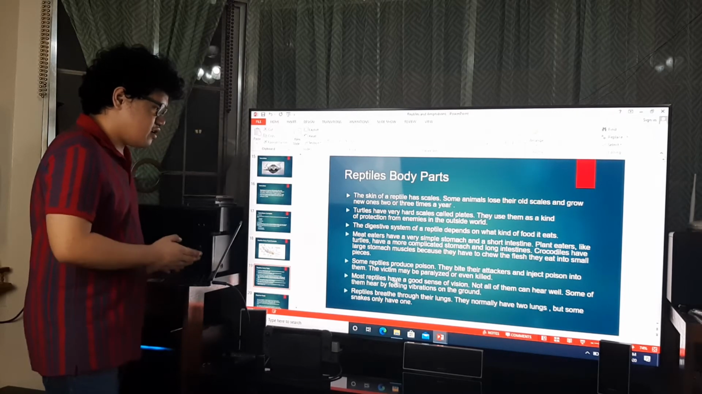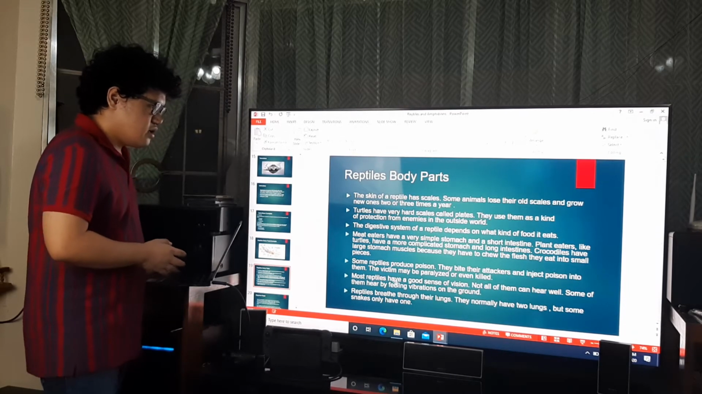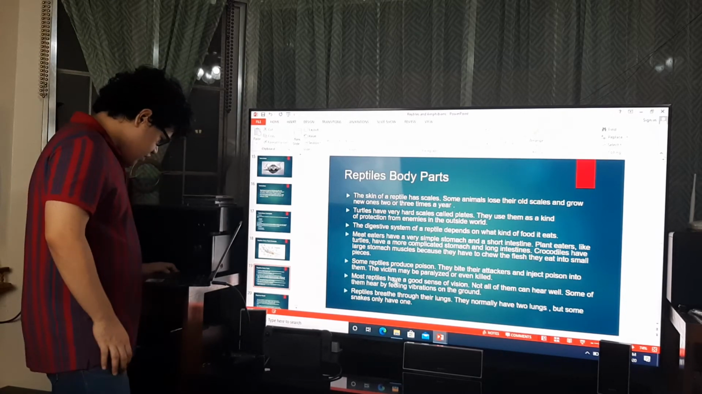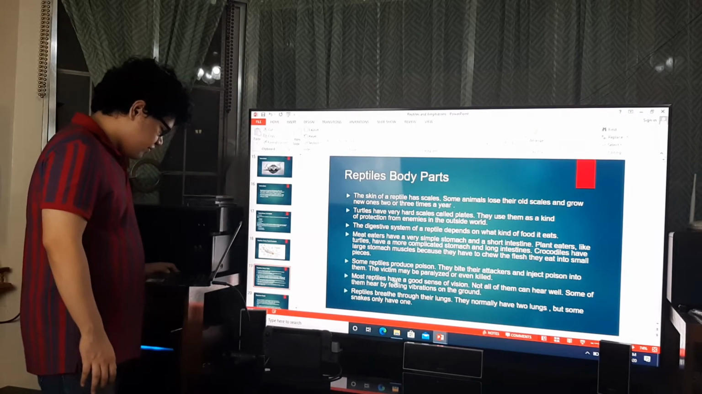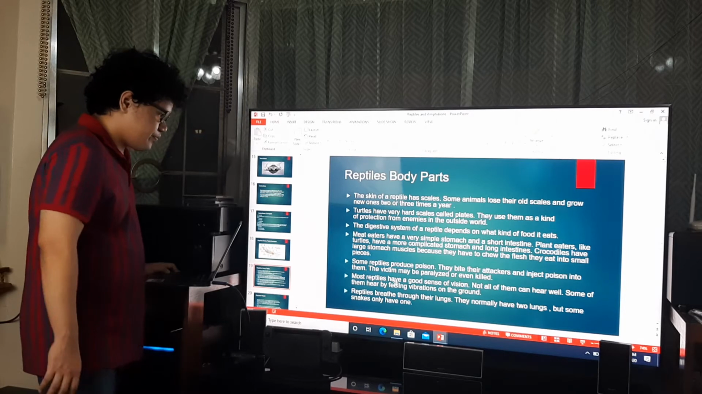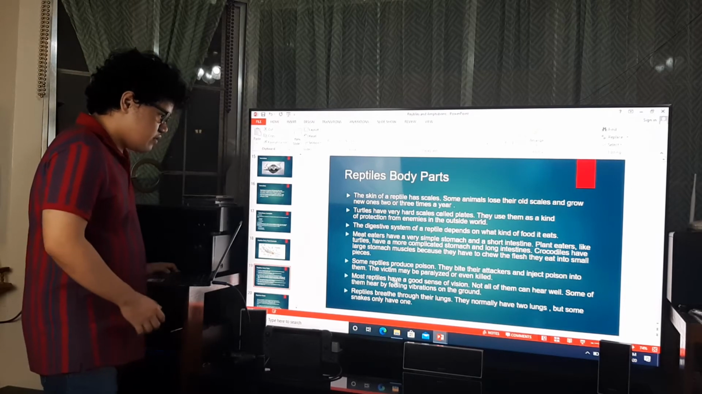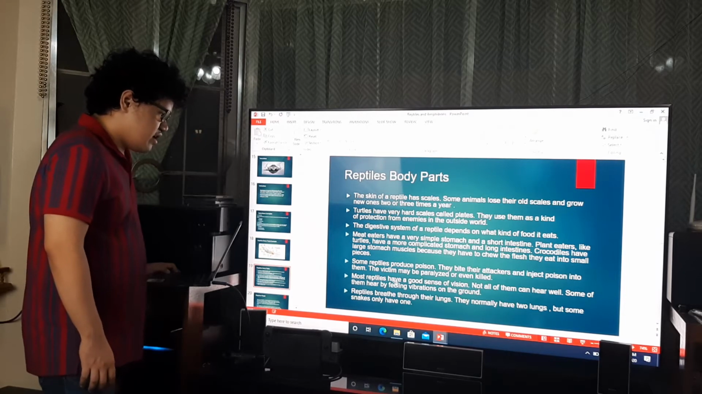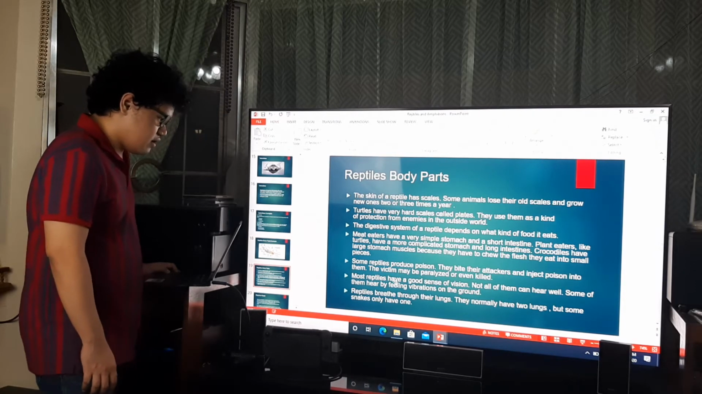Crocodiles have large stomach muscles because they have to chew the flesh they eat into small pieces. Some reptiles produce poison. They bite the attackers and inject poison into them. The victim may be paralyzed or even killed. Most reptiles have a good sense of vision. Not all of them can hear well. Some of them hear by feeling vibrations on the ground.